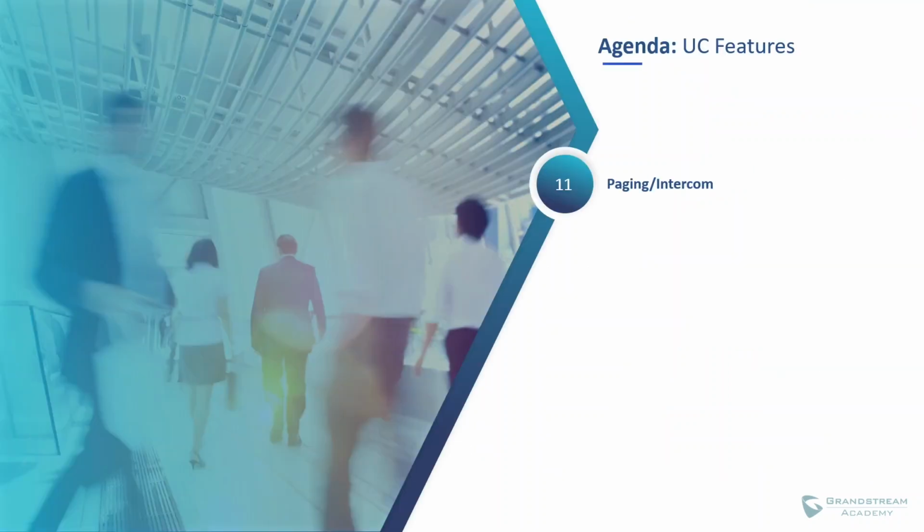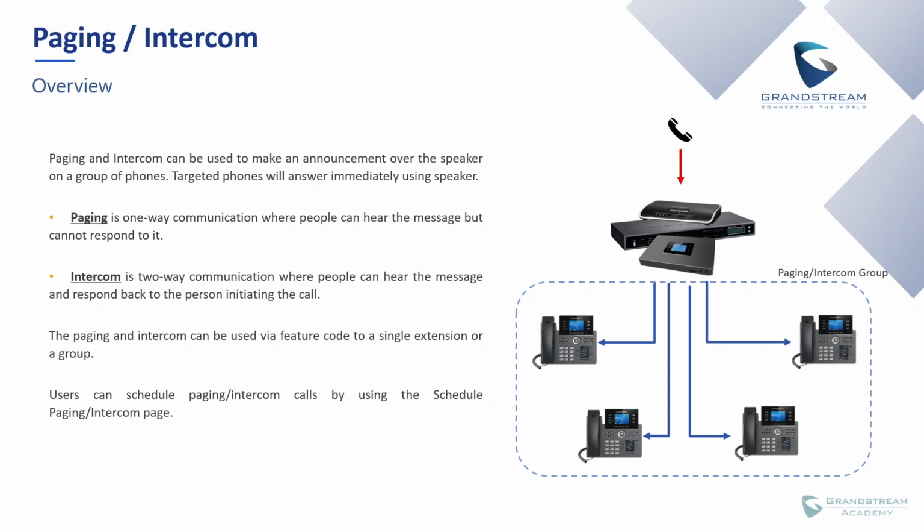Now we're going to talk about paging and intercom. Paging and intercom are ways to broadcast an announcement over one or more speakers. These could be the speakerphones on a desk phone in an office, a mounted speaker in a warehouse, or in an outdoor area. These pages can be originated from any connected device, such as a desk phone or even a doorbell. Let's talk first about paging.